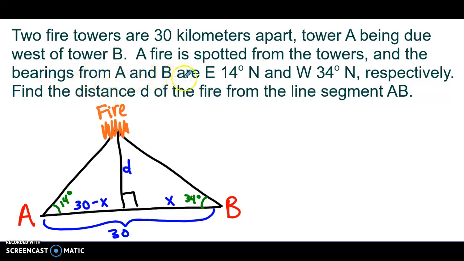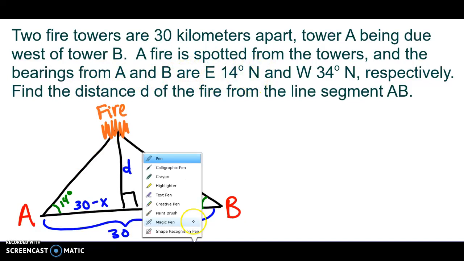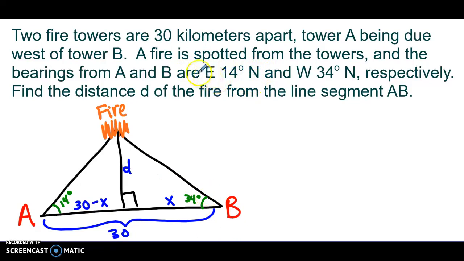And the bearings from A and B are, so now we have to understand bearings. So from A, it's east 14 degrees north. So what does this mean? Let's highlight it to emphasize its importance. East 14 degrees north means go east and then 14 degrees north. Okay, so that's how I got that angle. And from B, go west and then 34 degrees north. So that's what those bearings mean.